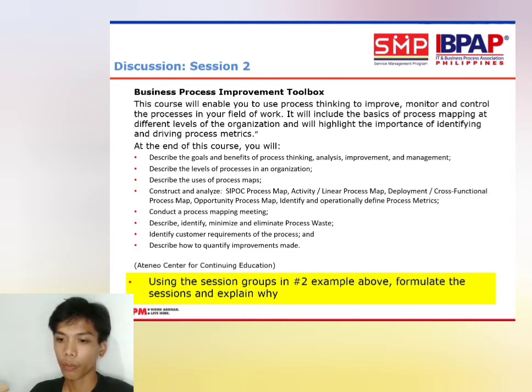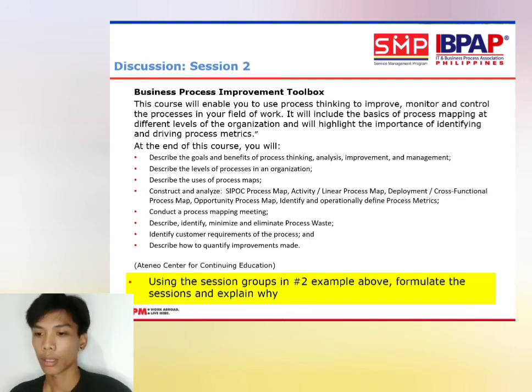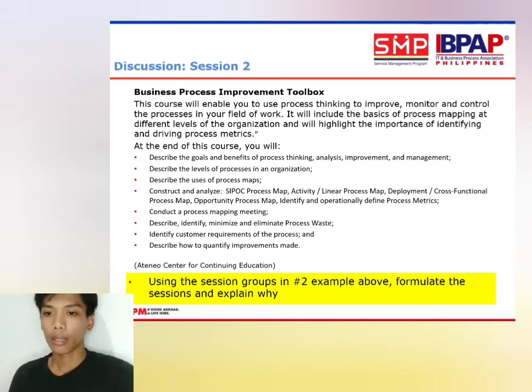Describe how to quantify improvement made. First, plan: identify the opportunity for change and create a plan to reach the goal. Second, do: implement that change on a small scale to start. Then check: gather information after each new change and analyze its effectiveness. And the last one, act: implement successful change on a wide scale while continuously assessing your results. If the change does not work, begin the cycle again.